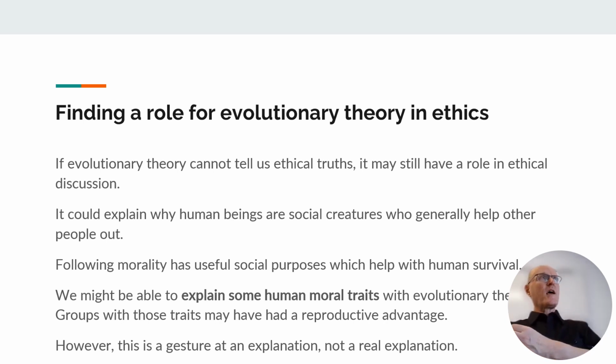And so it explains why morality exists, because it's an evolutionary adaptive trait to tend to get on with our fellow humans. So groups with those traits would have had a reproductive advantage, and the idea is that morality would be favored by the theory of evolution and survival of the fittest. So it's a very interesting idea.